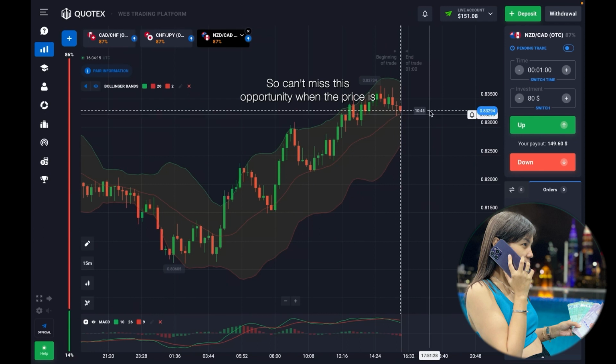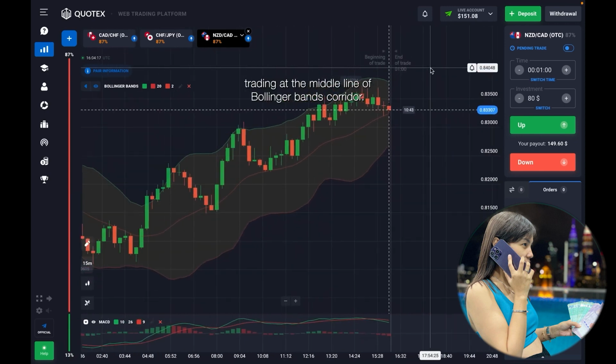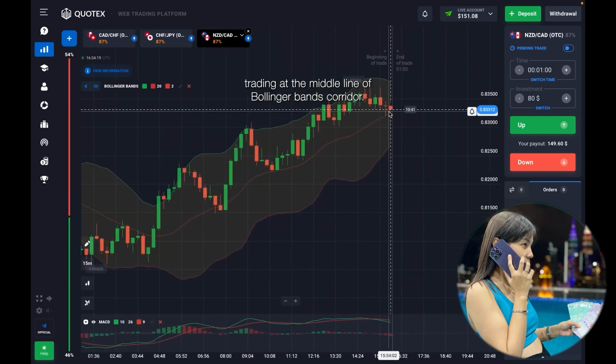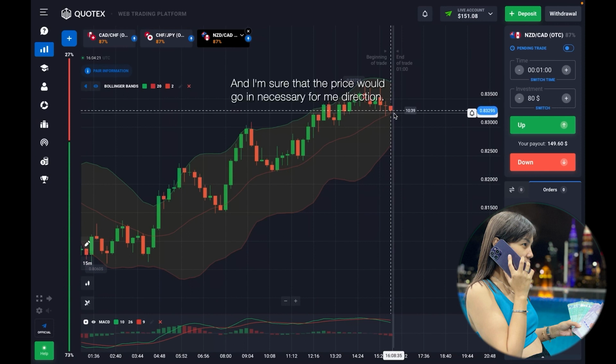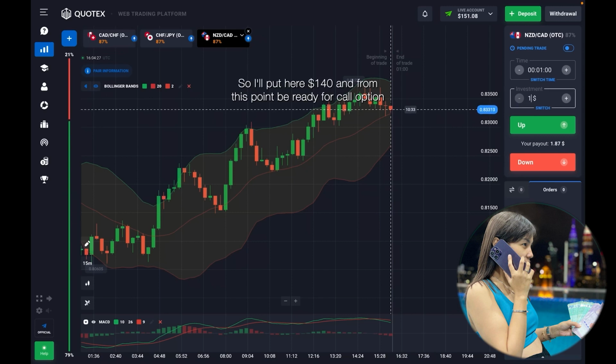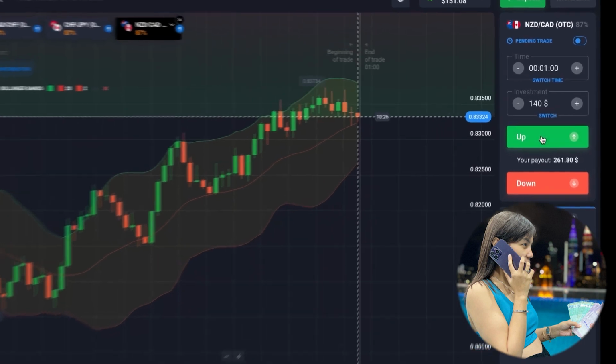So can't miss an opportunity when the price is trading at the middle line of Bollinger Band's corridor, and I'm sure that the price will go in the direction necessary for me. So I'll put here $140, and from this point be ready for collapse right now.